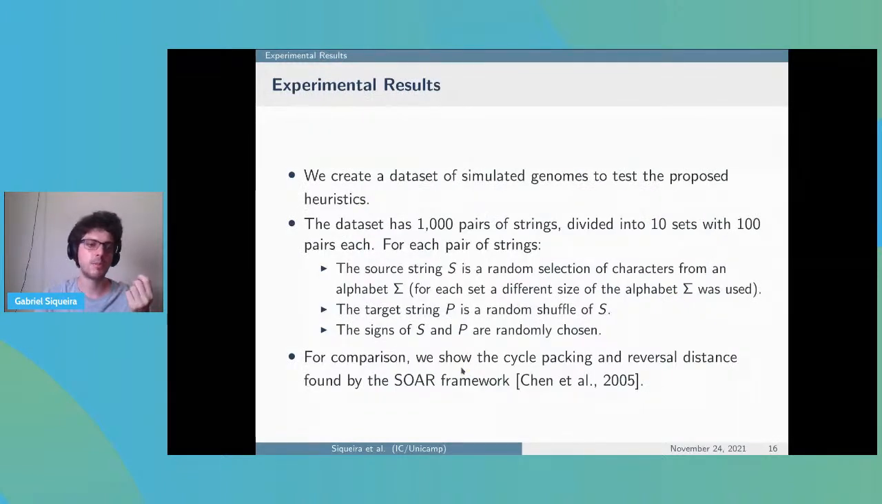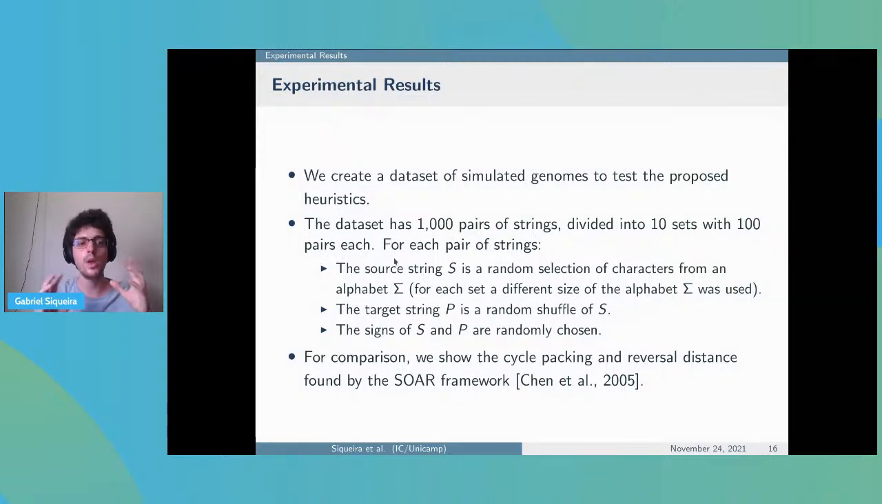We performed some experiments to see their applications in practice. We created a database of simulated genomes with 1,000 pairs of strings. We divided those in 10 sets of 100 pairs each. To create every pair, we produce a source string by randomly selecting characters from an alphabet. Then we shuffle it to produce the target string. The size of the alphabet that we use to produce those strings is actually what distinguishes the different sets. And to assign the signs, we randomly assign plus or minus to each one of the characters.